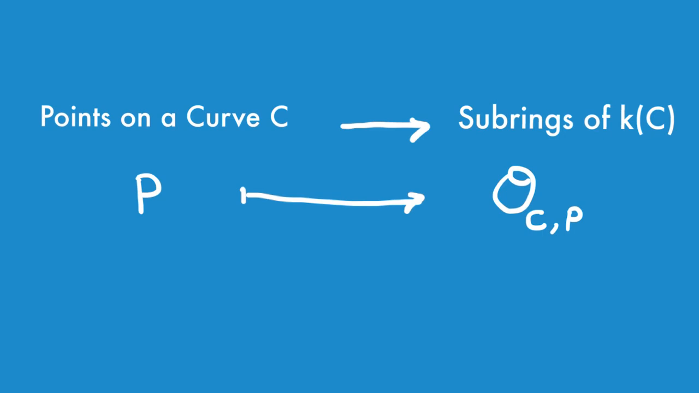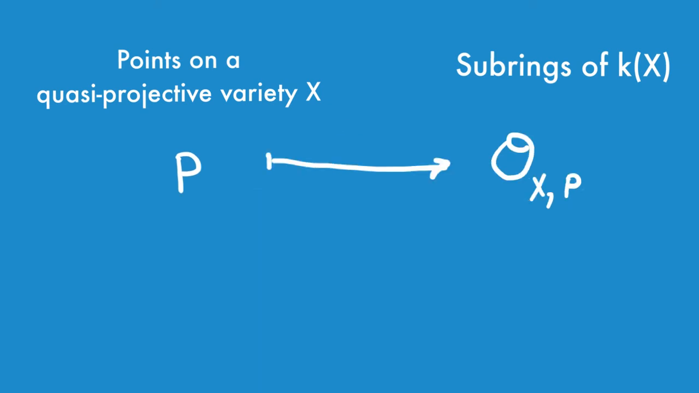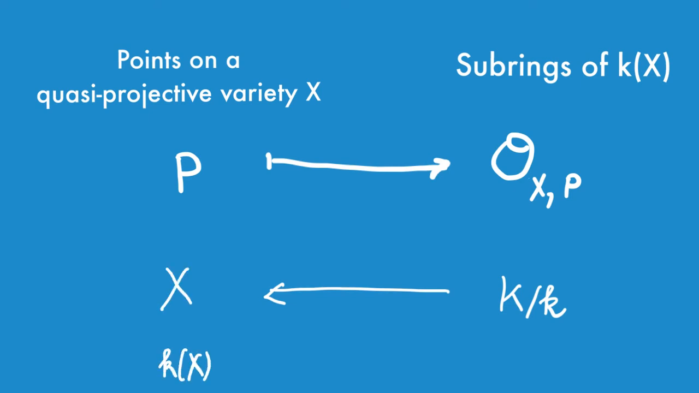You may observe that actually we never used the hypothesis that C is a curve. We never used the fact that the dimension of C is 1. That is true, and indeed, every point on a general quasi-projective variety is uniquely determined by its local ring. So why then are we focusing on the case of curves? Well, remember our original goal was to go in the other direction. We want to start from a function field big K and construct a variety X such that the function field of X is equal to big K.